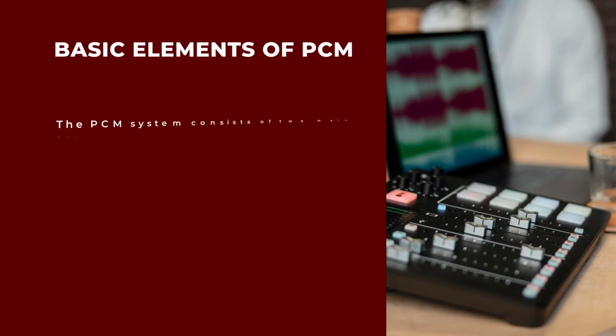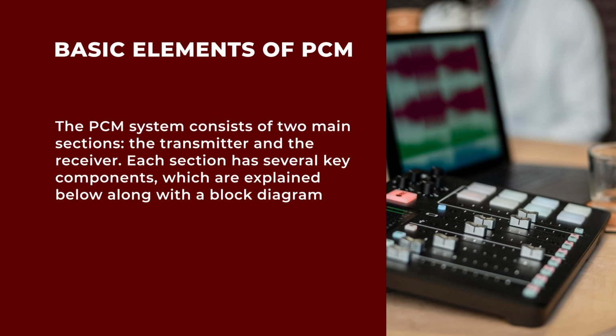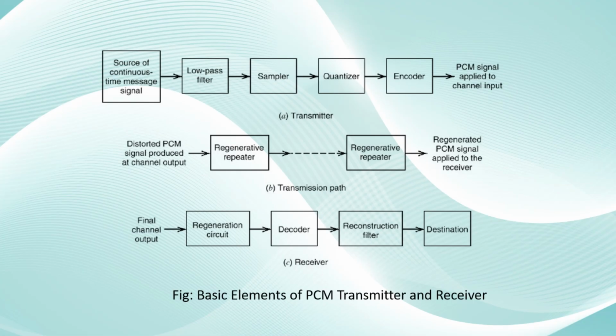Basic elements of pulse code modulation. The pulse code modulation system consists of two main sections: first, the transmitter, and second, the receiver. Each section has several key components which are explained below along with the block diagram. In the block diagram of pulse code modulation, the figure shows the basic elements of the PCM transmitter and receiver sections, as you saw.